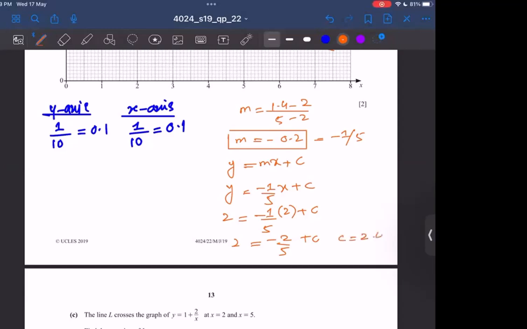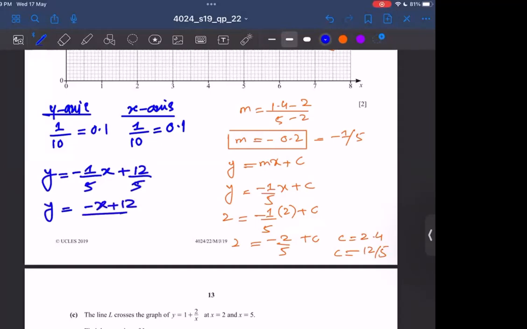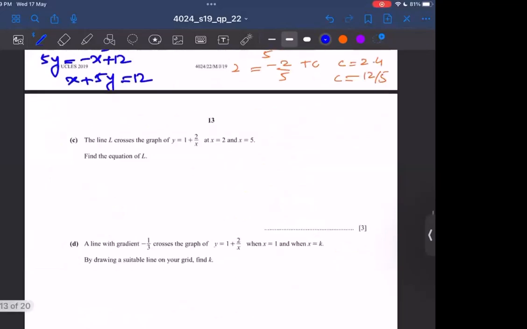I got the value of c, which is 2.4 or 12 by 5. So we can find the equation of the line, that is y equals minus x by 5 plus 12 by 5. The LCM is the same, 5. So 5y equals minus x plus 12, or you can also write x plus 5y equals 12. Right? So you can write down the equation of the line, x plus 5y equals 12. Okay, you can show the working here.